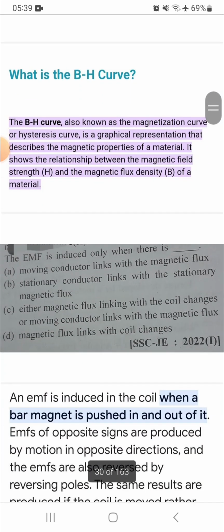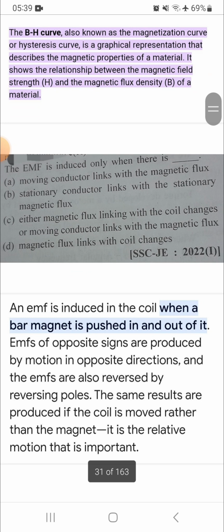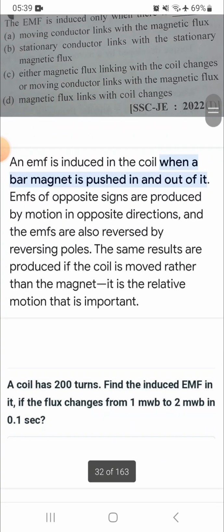Next one, the EMF is induced only when there is a moving conductor linking with the magnetic flux, a stationary conductor linking with the stationary magnetic flux, either magnetic flux linking with the coil changes or the moving conductor links with the magnetic flux. Here the answer is क्या होगा? Option C, either magnetic flux linking with the coil changes or the moving conductor links with the magnetic flux. Option C is the right answer.